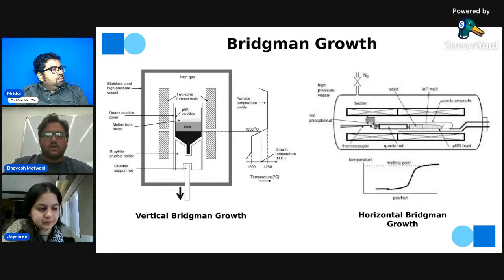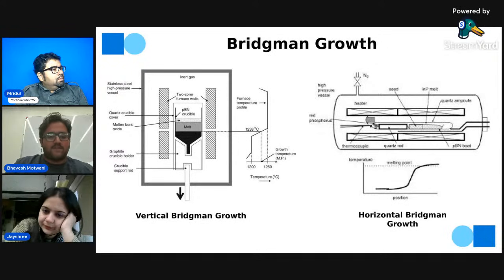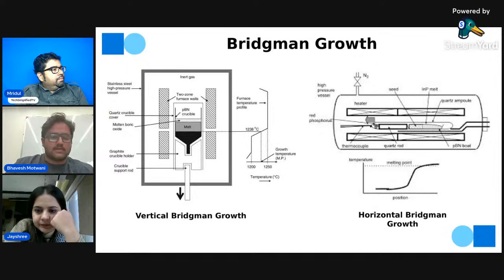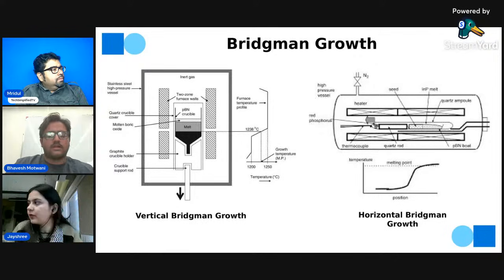So horizontal is generally used sometimes for research purposes, whereas vertical is used as a production line also. And the shaft is also moved, rotating in a clockwise or anti-clockwise direction.